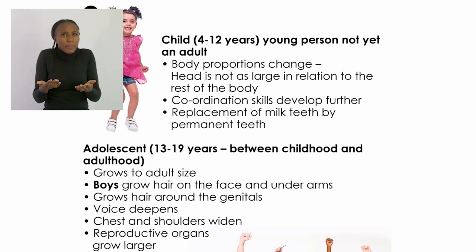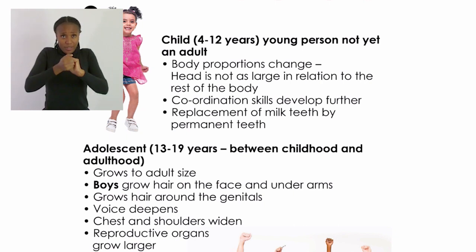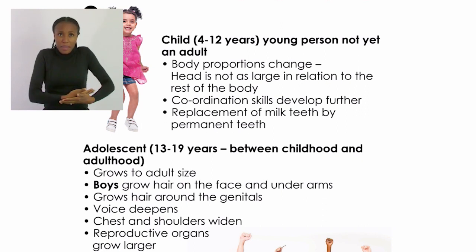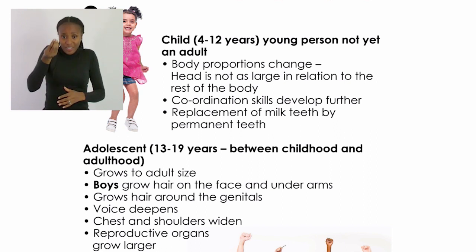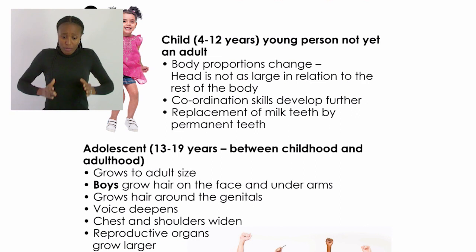A child, the body proportions change. The head is not as large in relation to the rest of the body. We have explained in the infant that the head is bigger than the body. But here, if you are a child, the body should be now bigger than the head.